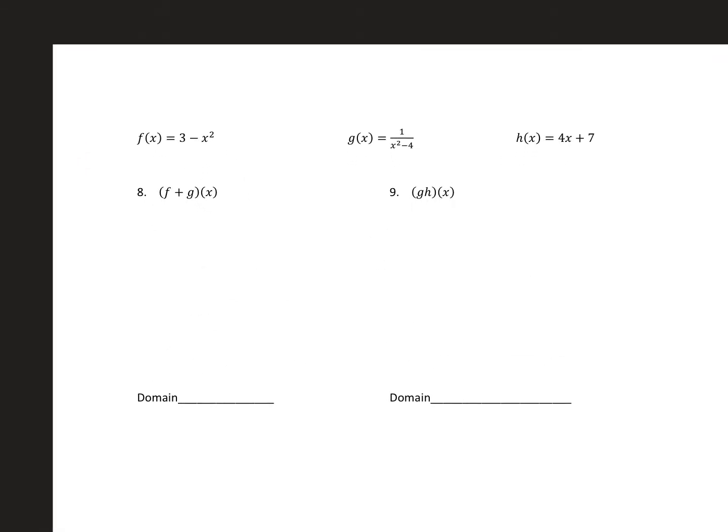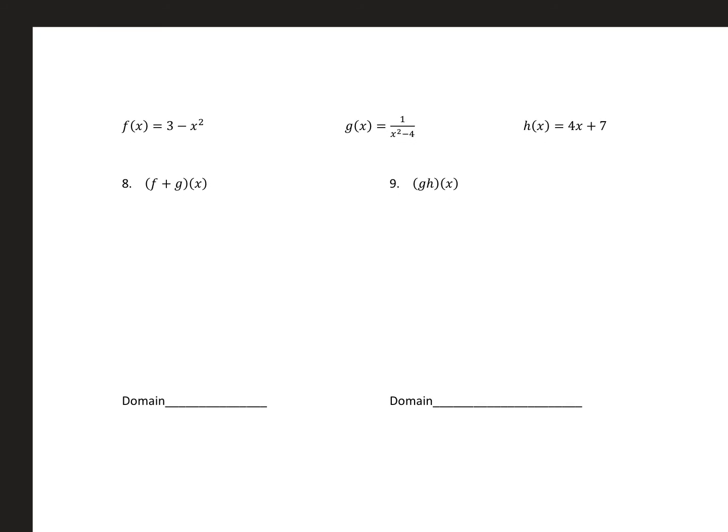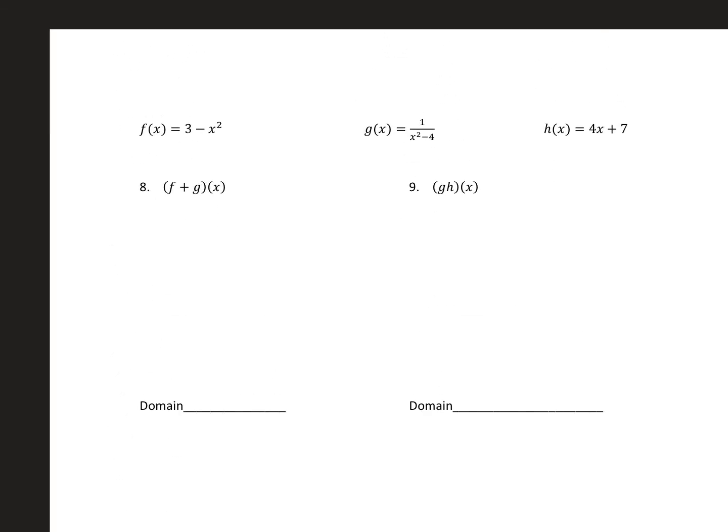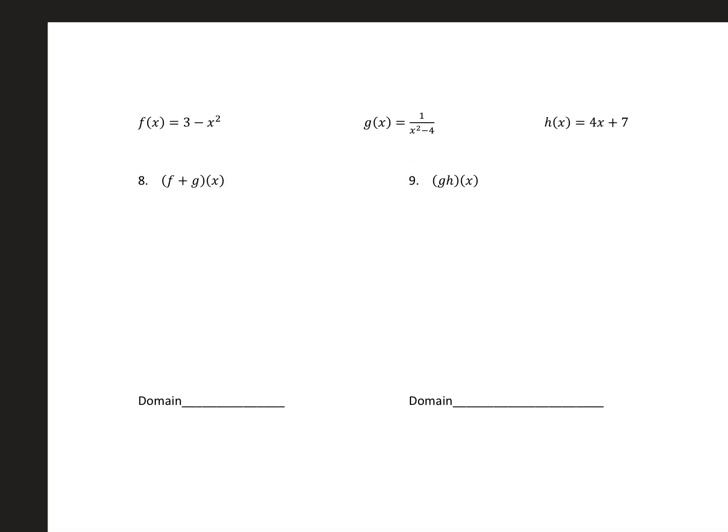Now, these compositions and combinations, guys, they look similar with the way that they're written. So you need to understand what the question is asking. I'm not going to tell you tomorrow, is this what you mean? No, you guys have to tell me that. Numbers 8, 9, 10, and 11 are all combinations. You're adding, subtracting, multiplying, or dividing. The other ones are compositions where you're taking one function and actually physically plugging it into the other.